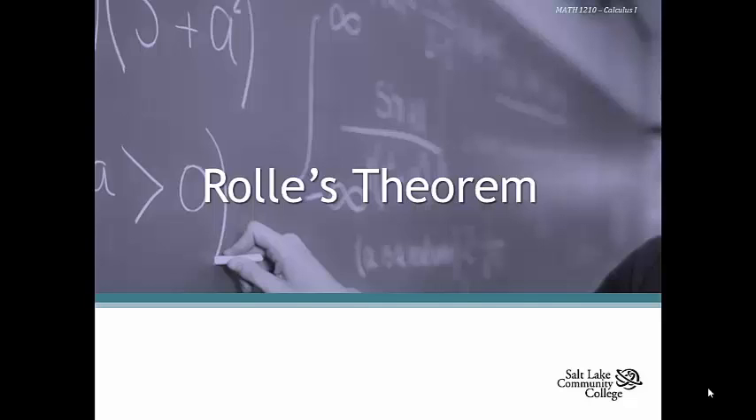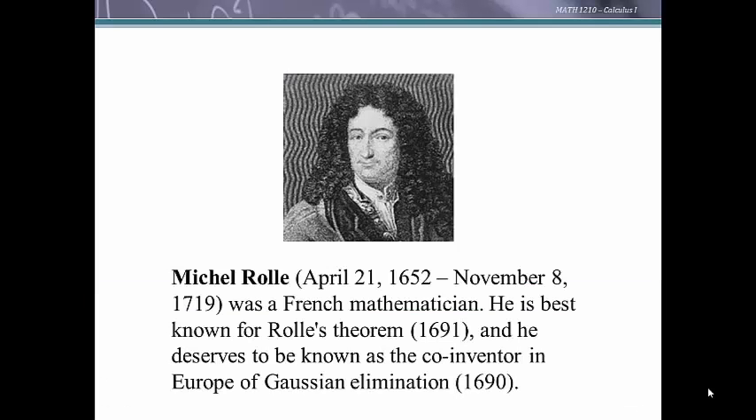We're going to talk about Rolle's theorem. Michael Rolle was born in 1652 and he was a French mathematician, and he's known for Rolle's theorem that we're going to talk about today, published in 1691.